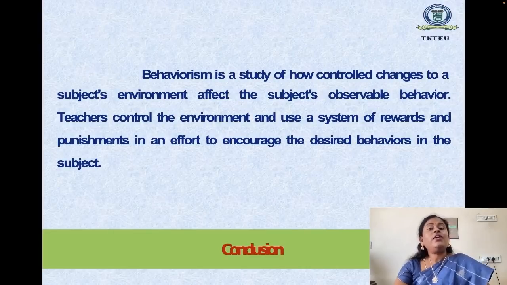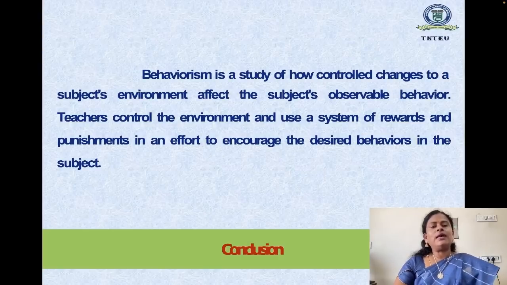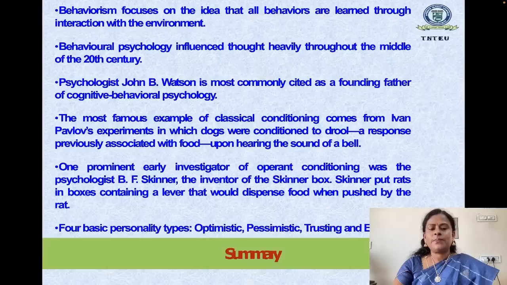Conclusion. Behaviorism is a study of how controlled changes to a subject's environment affect the subject's observable behavior. Teachers control the environment and use a system of rewards and punishments in an effort to encourage the desired behaviors in the subject. Summary. Behaviorism focuses on the idea that all behaviors are learned through interaction with the environment.